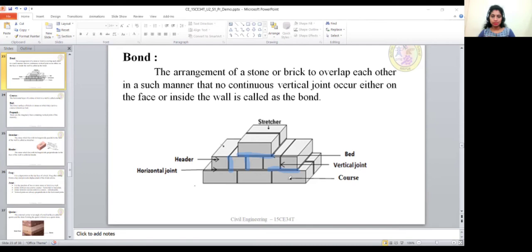So if you take this as a course, I'm talking about the lowest layer of this brick masonry. See, the joint between two units in a course is known as vertical joints. This vertical joint should always be perpendicular to the horizontal joints. This is about joints.